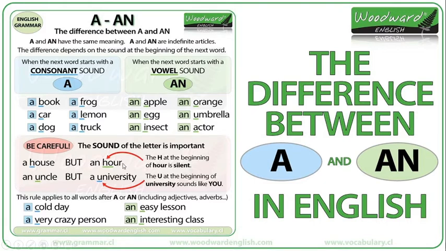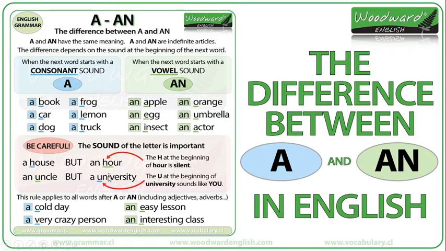And here we have used an, but the letter H is here. Why have we used the article an? Because the H at the beginning of the word is silent. H is silent, so the sound begins with the vowel letter. So we have to use the article an because this word begins with a vowel sound. An uncle, but a university.